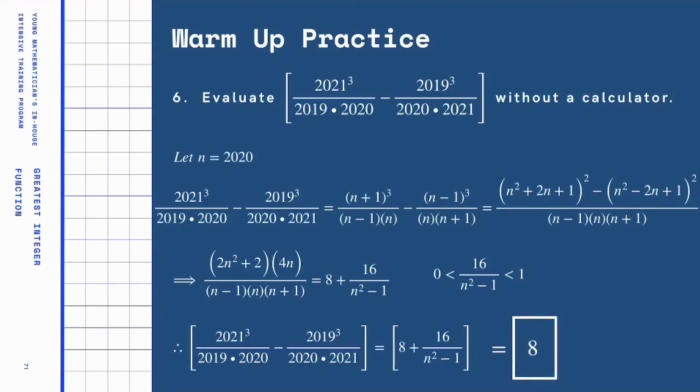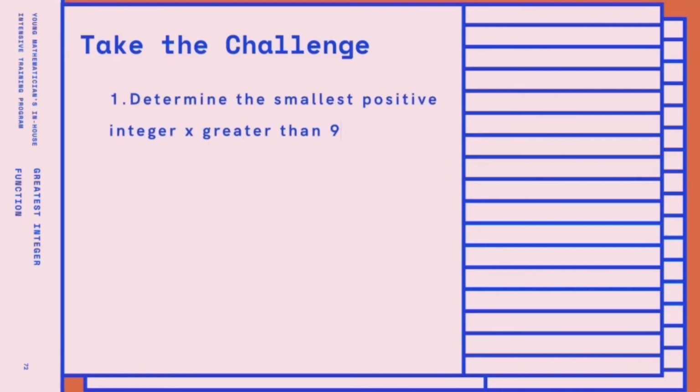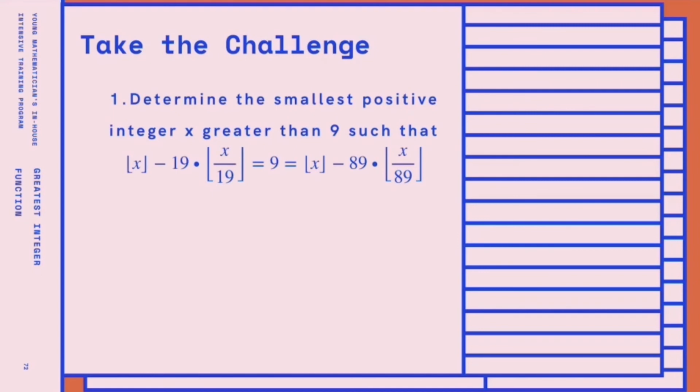What about we try the challenge number 1? First problem is, determine the smallest positive integer x greater than 9 such that the greatest integer function of x minus 19 times the greatest integer function of x over 19 is equal to 9, which is also equal to the greatest integer function of x minus 89 times the greatest integer function of x over 89. Try the problem first, and when you're ready, continue watching the video for a solution.